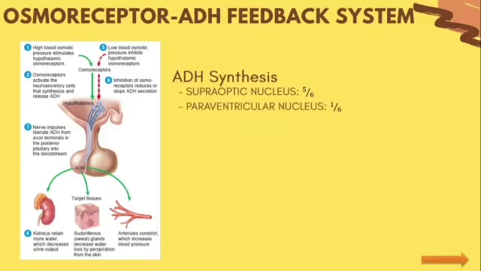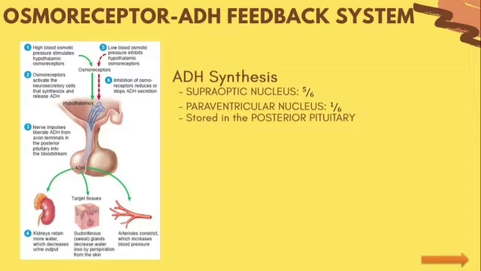Both nuclei have axonal extensions ending at the posterior pituitary. The ADH is packed in secretory granules at the nerve endings and is stored in the posterior pituitary. Osmotic changes stimulate the release of ADH to the circulation and rapidly respond in order to regulate the renal excretion of water. Now, what stimulates the release of this hormone?